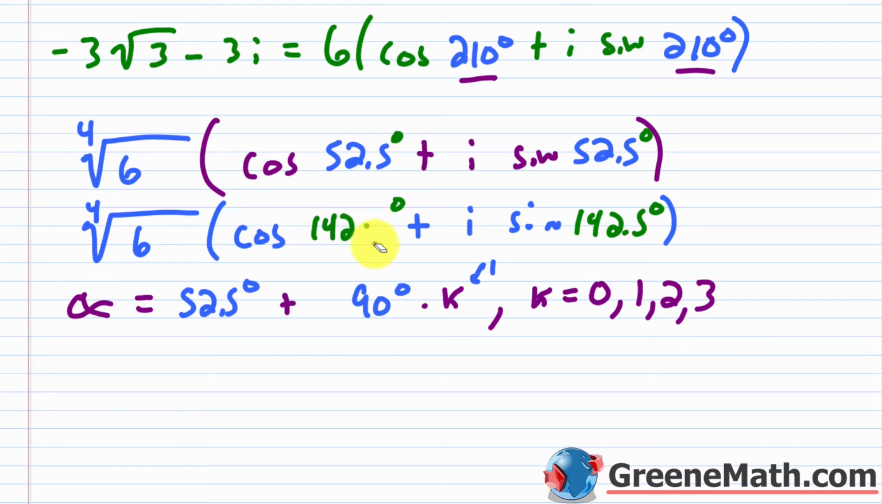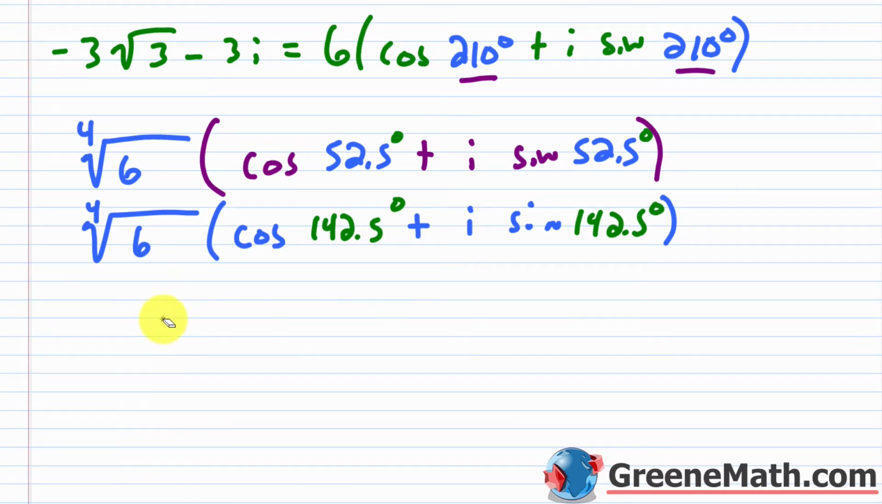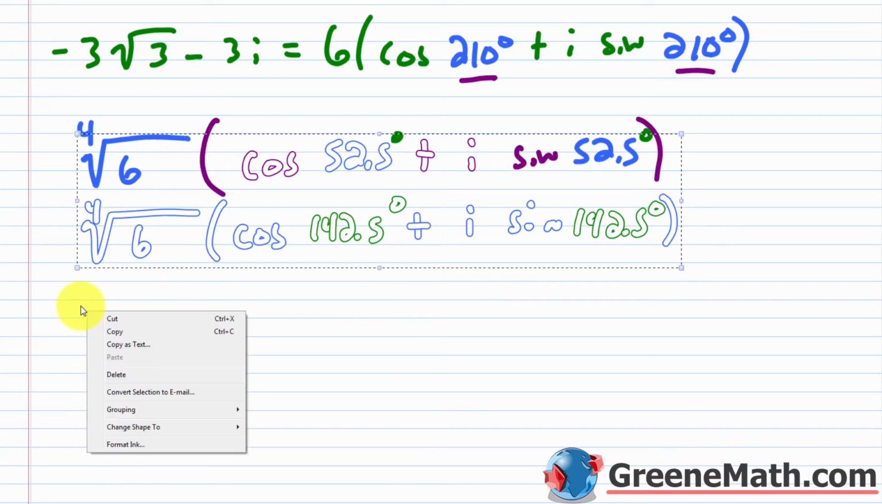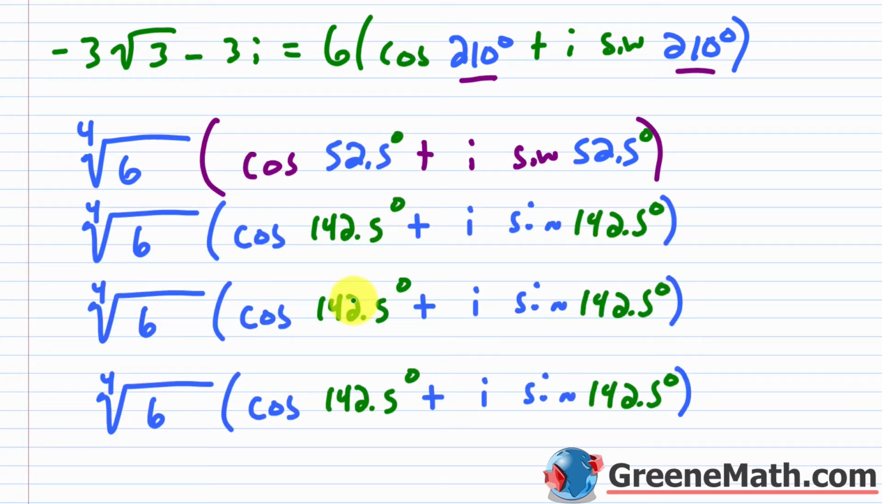Let me make that decimal point a little bit better. So from here, all I'm going to do is add on 90 degrees 2 more times. So I can just get rid of this, once you understand the pattern. And basically, I can just copy this. And so 142.5 plus 90 is 232.5.